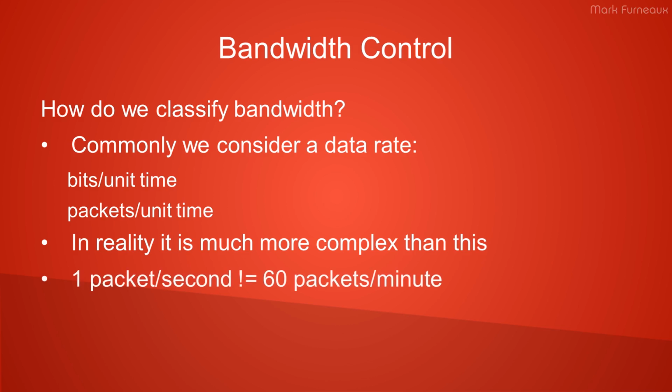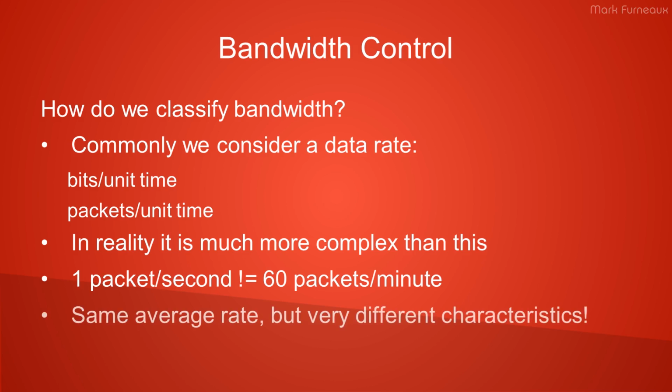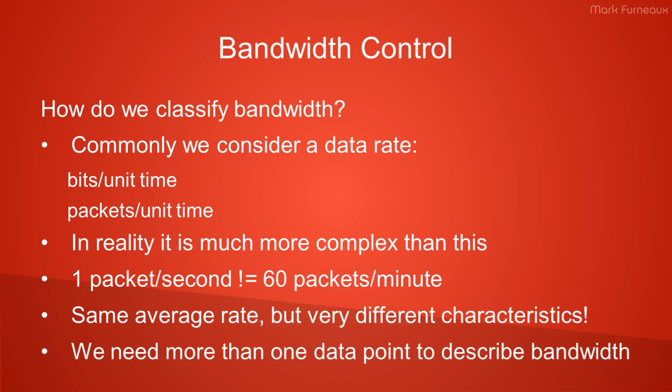As an example, take two different rates, 1 packet per second versus 60 packets per minute. They sound the same, but they're actually not. They have the same average rate, but they have very different characteristics. And so we ultimately need more than one data point in order to describe bandwidth.